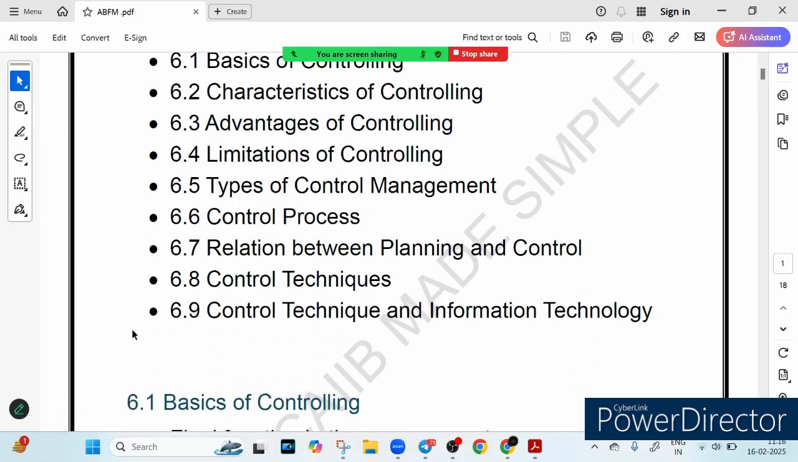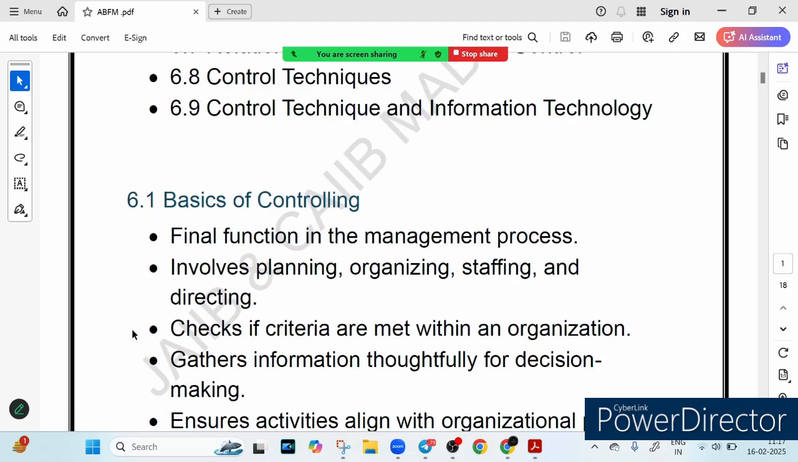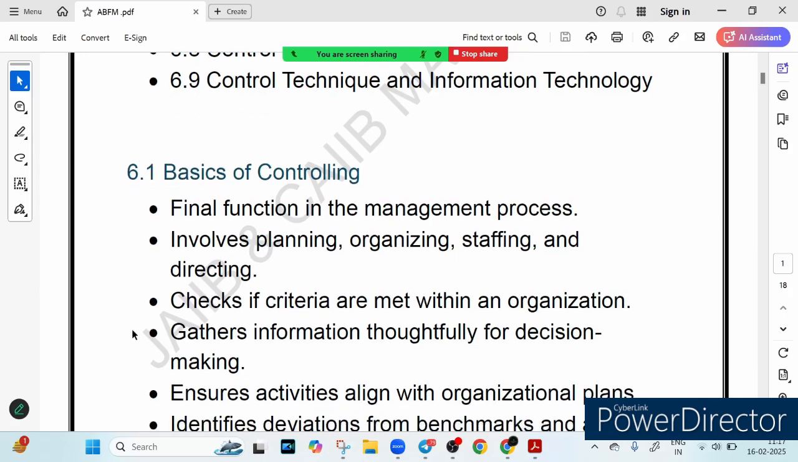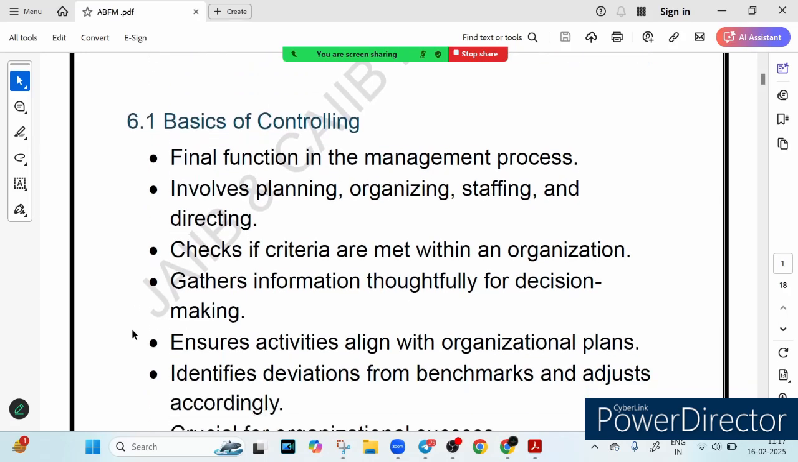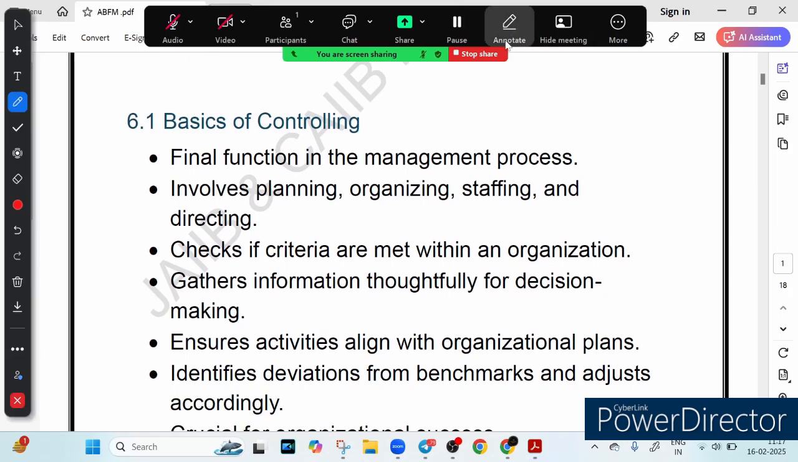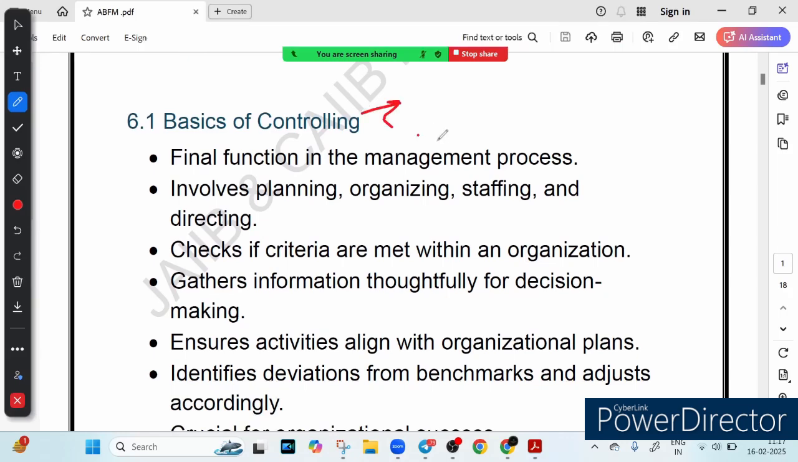So the first topic we have to study is the basics of controlling. Have you ever wondered how top companies stay on track, meet their goals and fix problems before they get too big? The secret lies in controlling. This is the final and most crucial step of management. We have been discussing the steps: planning, staffing, directing, controlling. This is the final step of management. Let's break it down in the simplest way possible. So the basics of controlling is what we are going to talk about.